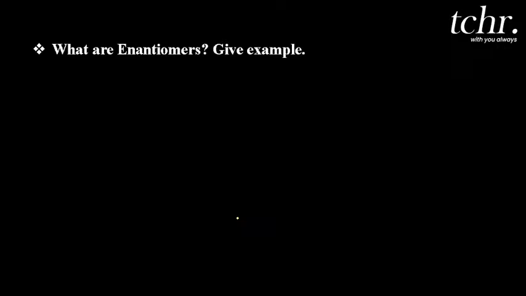Now we need an example. One more point I will tell you, students. For a compound to be optically active, it should have a chiral carbon. First of all, what should a compound be? That compound should have a chiral carbon. You can expect this too.